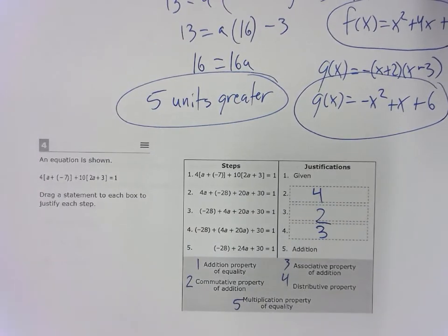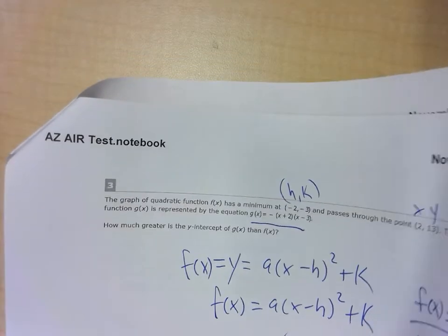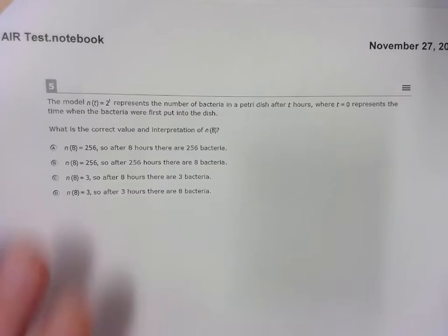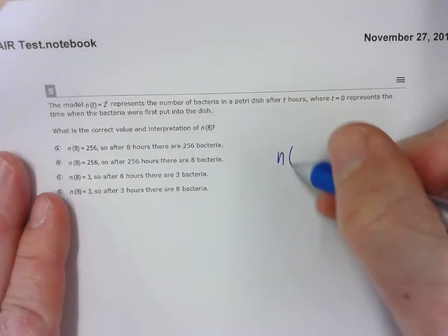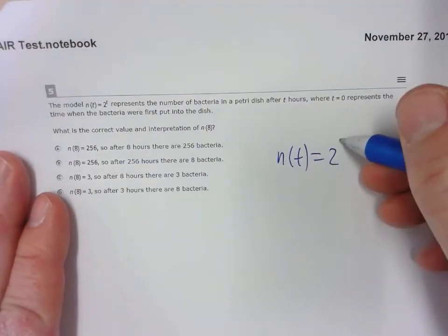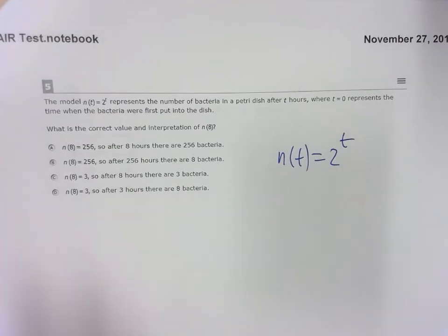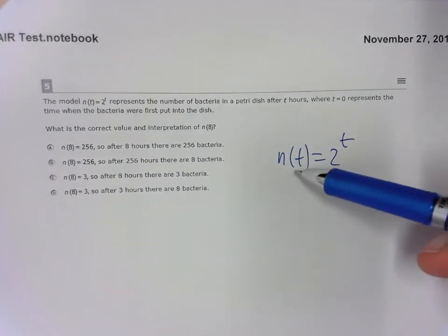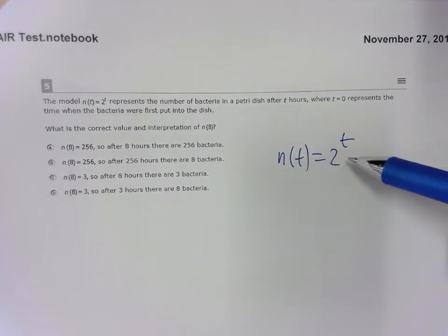All right, next page. And number 3 was kind of a killer, so don't be depressed. This would be n of t is equal to 2 to the t power. And it's the Petri dish, it's a random number, t is time, and they are doubling because it's 2. It's an exponential, so they're going to double really fast.